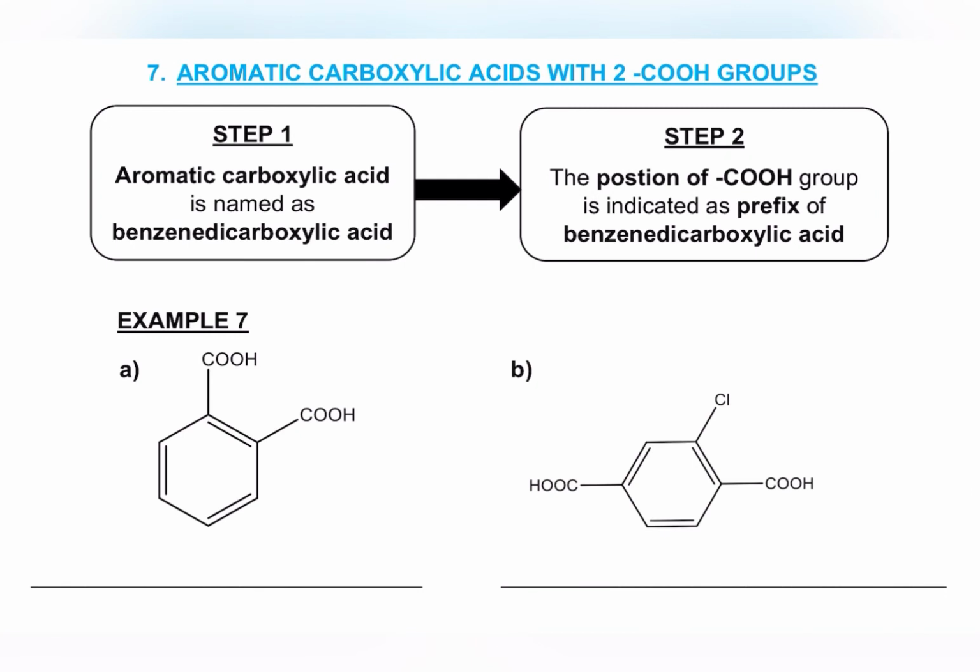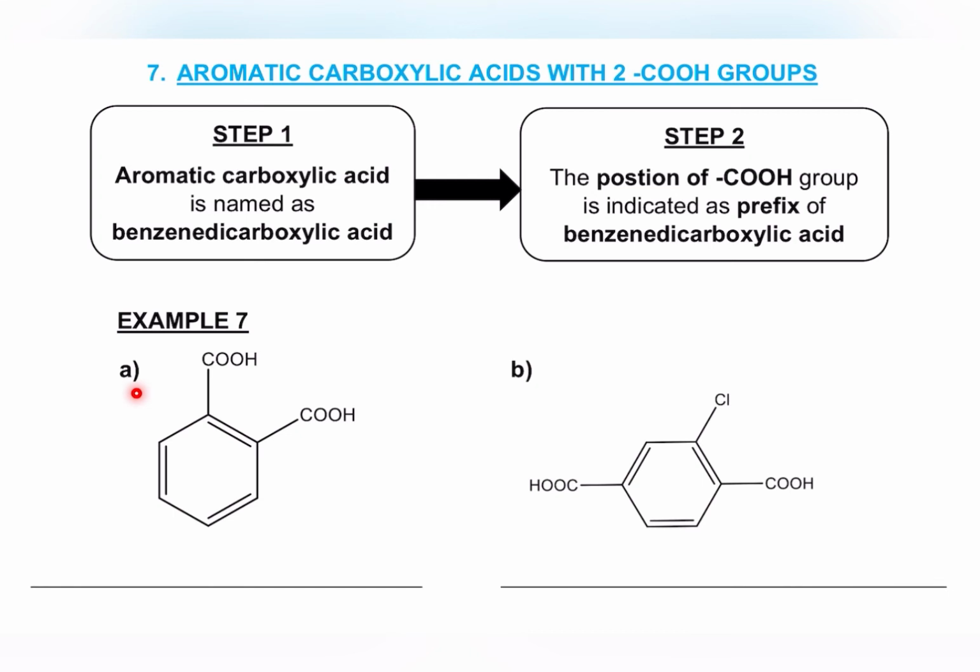Let's go to case 7 where you have aromatic carboxylic acid, but right now with 2 carboxyl groups. So for step 1, you have to give the parent name as benzene dicarboxylic acid. Aromatic carboxylic acid here is referring to benzene that has 2 carboxyl groups. That's why the parent name will be benzene dicarboxylic acid, and the position of your carboxyl groups must be indicated as your prefix. So let's go to example 7.